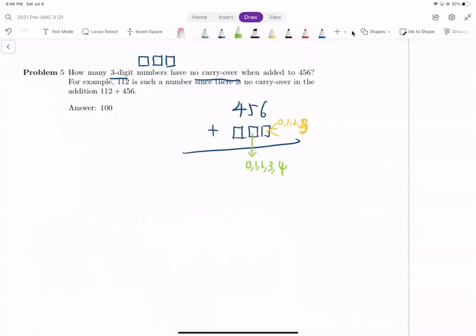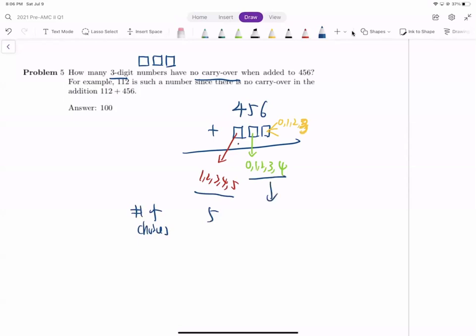Now, how about this one? Because it cannot be 0, this is the hundreds digit, so you can have 1, 2, 3, 4, 5, right? Well, that just means you have different steps to finish the task. In each step you determine 1 digit. So the first one, how many choices? This is 5 choices.